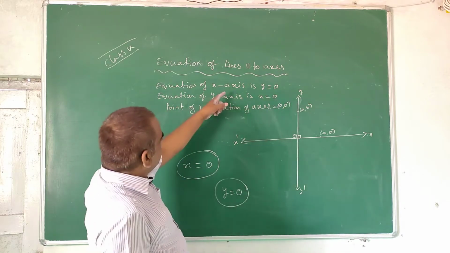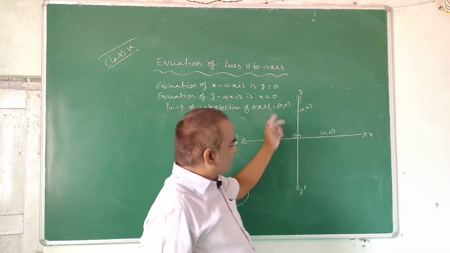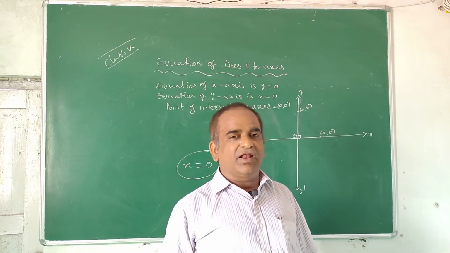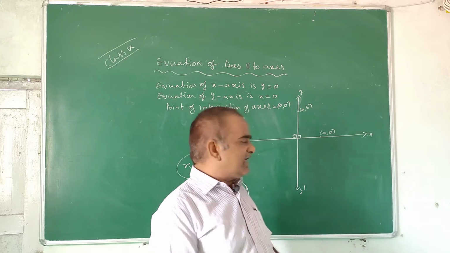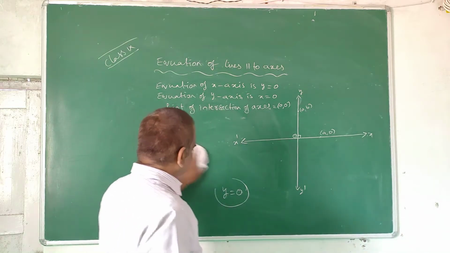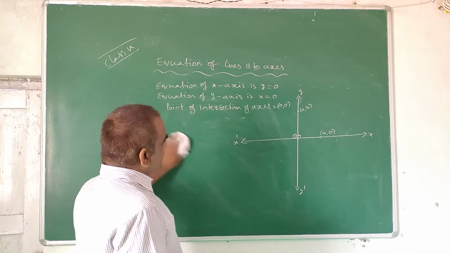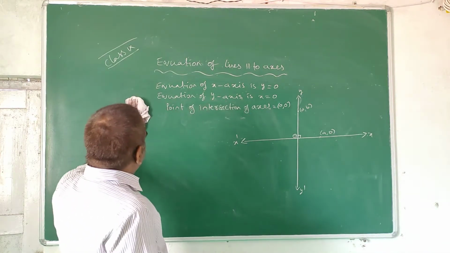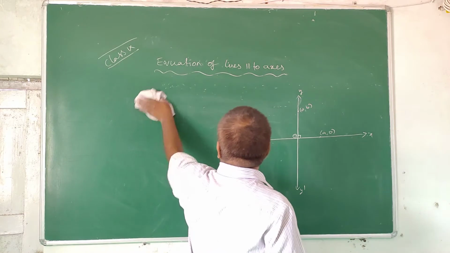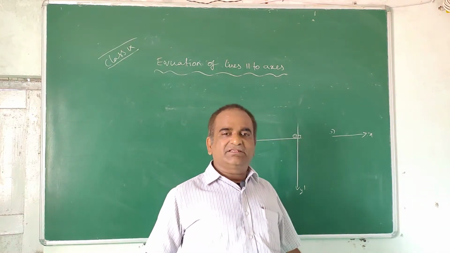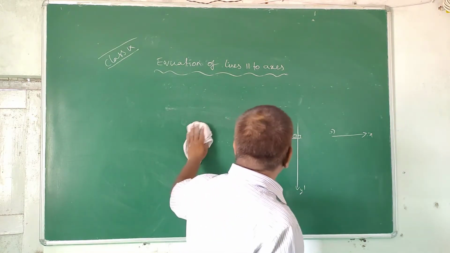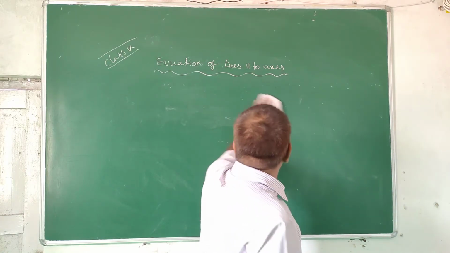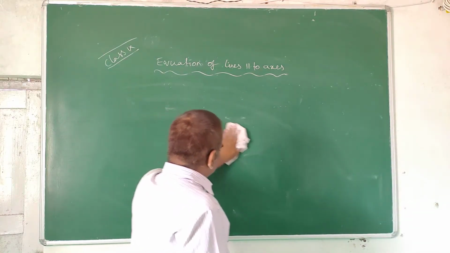Axes is plural, A-X-E-S. If you write A-X-I-S, it is singular. Now understood? Now let us take the geometrical representation of a linear equation. So now we are going to see the geometrical representation of linear equation.